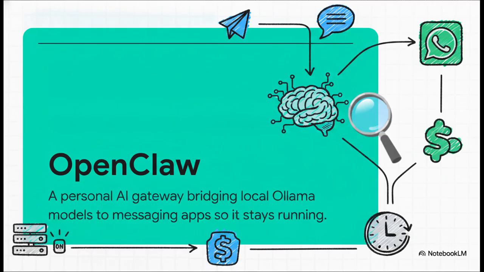And why? Because it serves as a personal AI gateway. It perfectly bridges your local Ollama models directly to the messaging apps you already live in every single day, like Telegram, WhatsApp, and Slack. It ensures your AI stays running persistently in the background, ready the exact second you pull out your phone to text it.